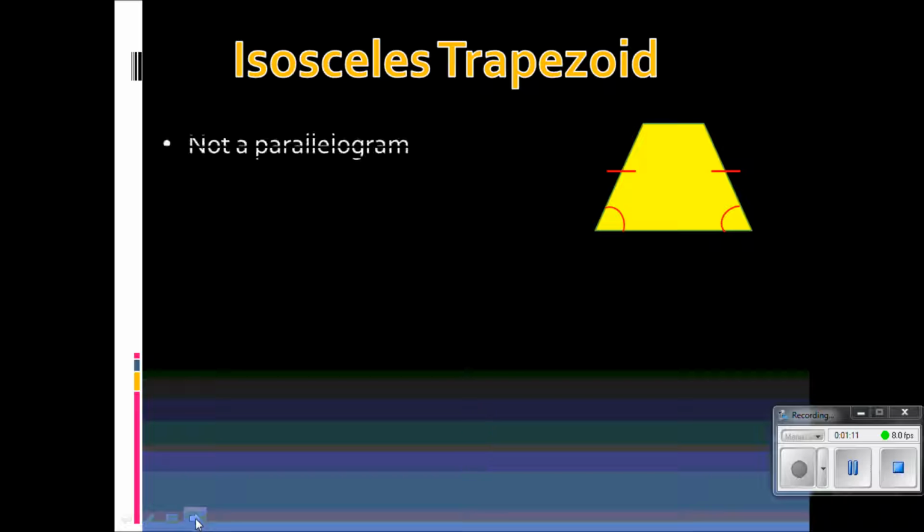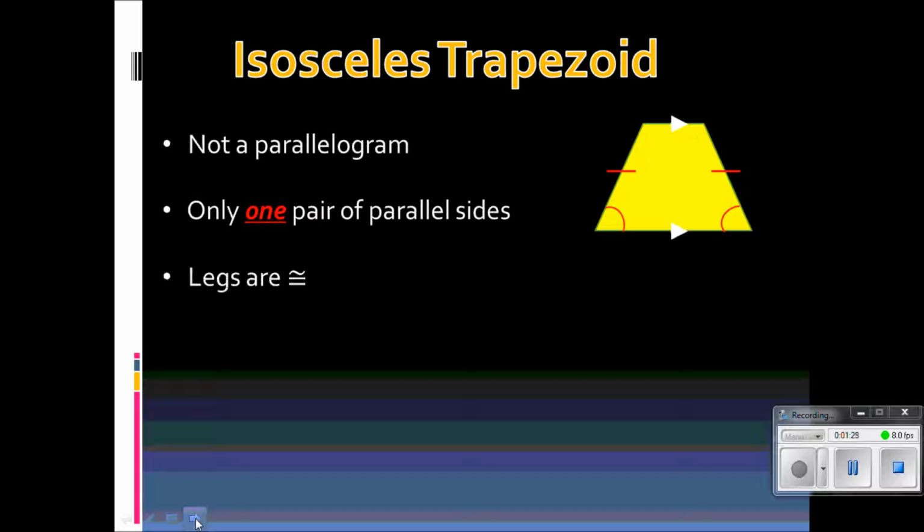So the first one is, again, I'm just clarifying that it's not a parallelogram. It only has one pair of parallel sides, and again, the other shapes that we looked at were parallelograms. So this side would be parallel to this side, and again, those are called bases. And specifically with an isosceles trapezoid, the legs are always congruent. And as you can see from the diagram, the base angles are also congruent.